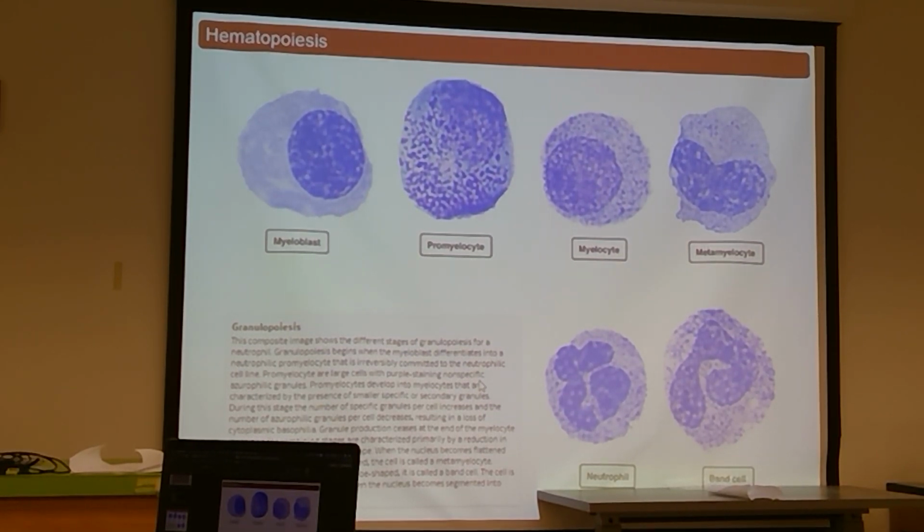So again, the line that we're following is the neutrophil line. So we're going to have a neutrophilic myelocyte. We're going to go through each one of these, but we should be able to see myelocytes, metamyelocytes, band cells, or they can also call them stab cells, and then the mature neutrophils. So those are the ones we're going to be able to identify on our slides.